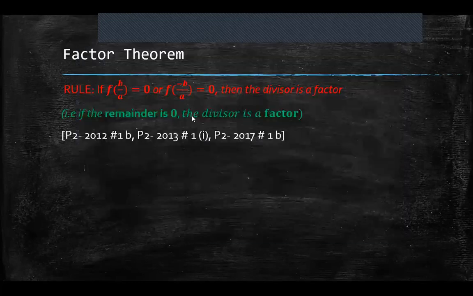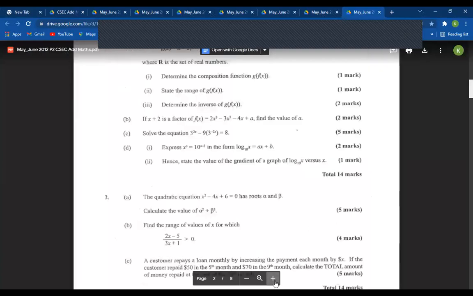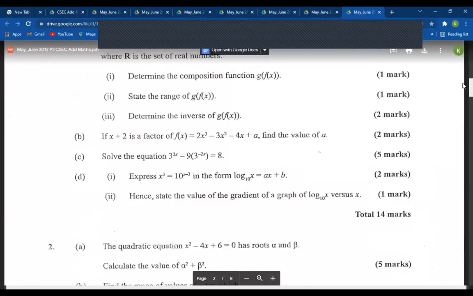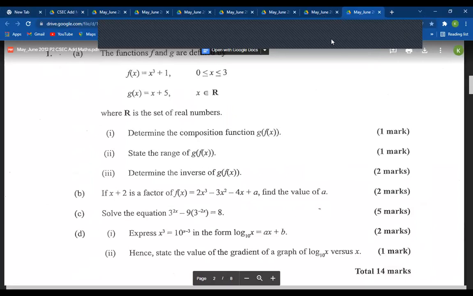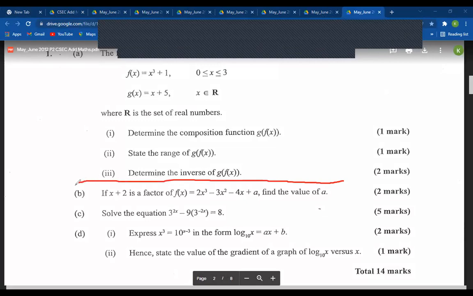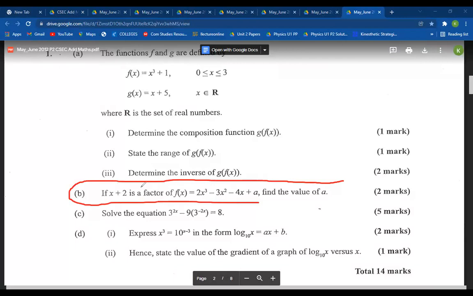Just for the people who just came in, we said if the remainder is 0, then the divisor is a factor. That's literally what the factor theorem is about. The remainder is 0, it's a factor. So this one, I want you to try it by yourself, and then I'll go through it with you. They told you that this divisor, x plus 2, is a factor of the function, and they want you to find the value of a. So just attempt it for me, and then we will go through it together.